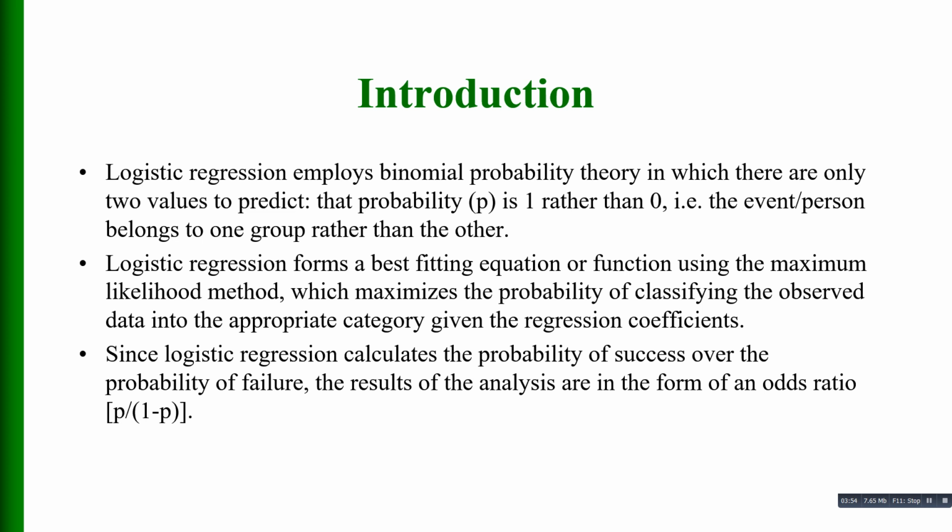Since logistic regression calculates the probability of success or the probability of failure, the results of the analysis are in the form of an odds ratio, and an odds ratio is equal to the probability that the event will occur divided by the probability that it will not occur. So the odds ratio is defined as P over 1 minus P.